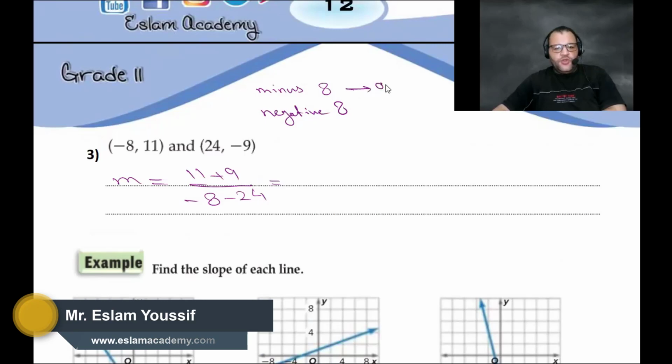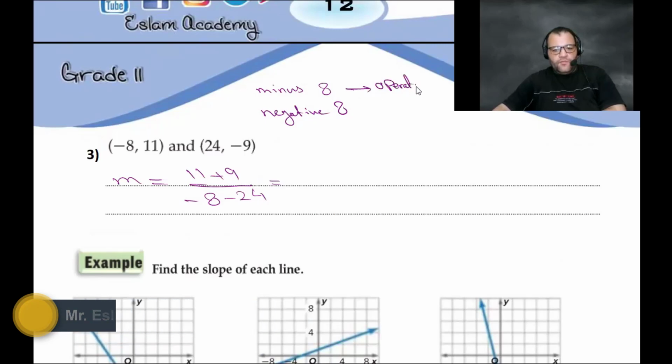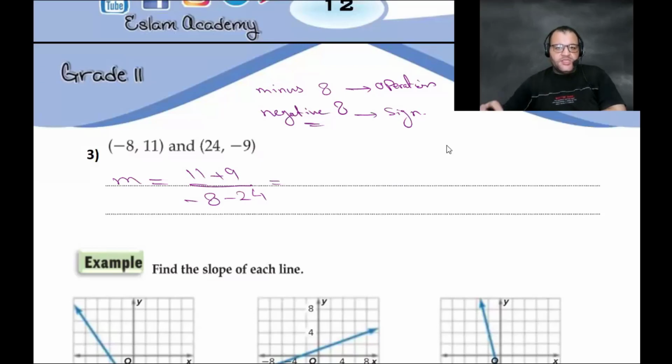Minus is for the operation, which is plus, minus, times, and divide. Negative is for the sign. So this number is positive or negative. If you want to say this number is negative, you have to use negative 8. If you need to use the operation, you need to subtract, you have to use the word minus. So that's the difference between them.